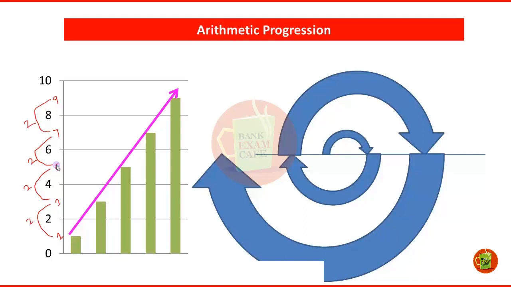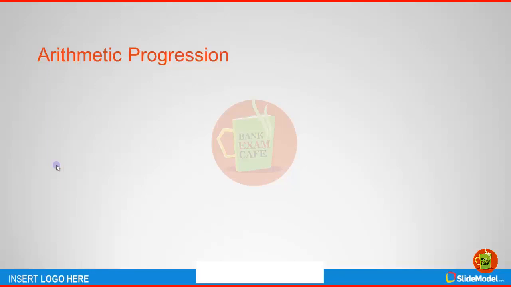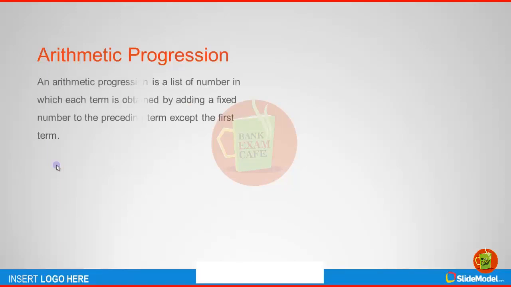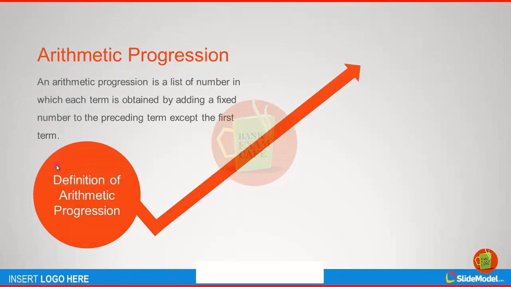So friends, in this chapter we will see the following topics. First, we will see the definition of the arithmetic progression, and that definition is that it is a list of numbers in which each term is obtained by adding a fixed number to the preceding term, except the first term. A fixed number is added to each preceding term. We have seen 2 is added to each preceding term.